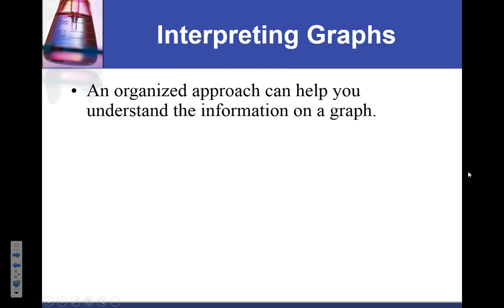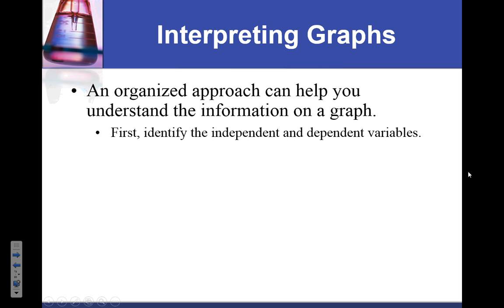Now, remember, what we're really looking at is an organized way to help understand information. That's what all these different graphs are. So there are certain things that we can understand when we're looking at somebody's graph set of data, especially a line graph. First, we can identify the independent and dependent variables based upon a graph. That's something you should be able to do.